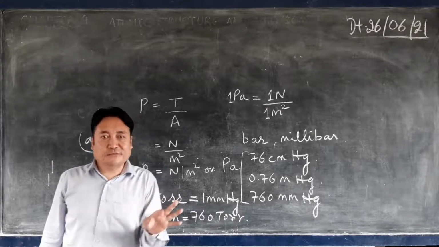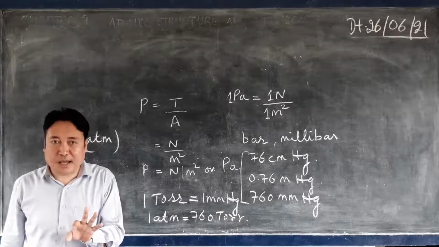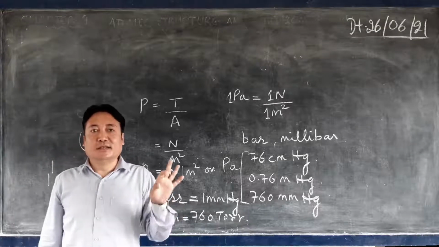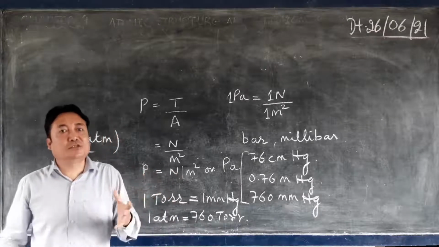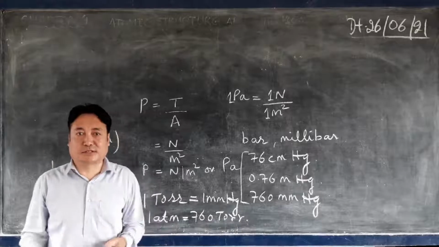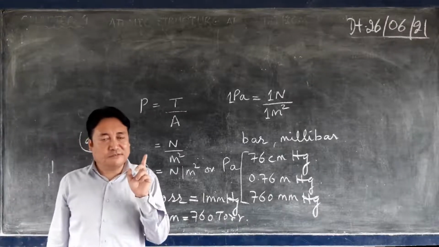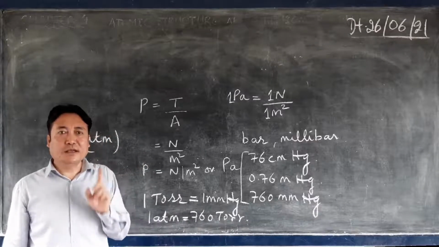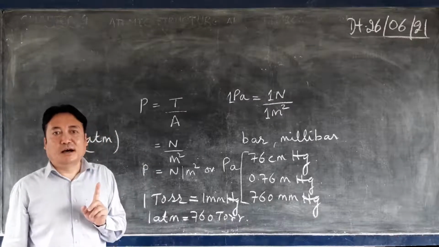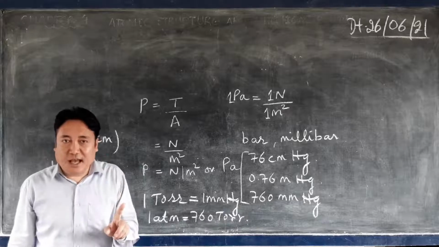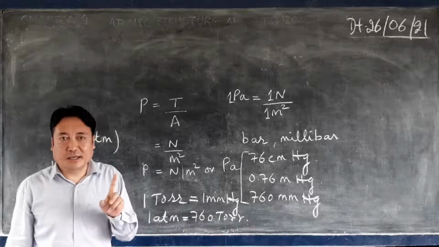One is the surface area in which the thrust is applied, and the second one is the magnitude of the thrust. Magnitude means the amount of thrust. Thrust means the force. So the first factor is that pressure depends upon the surface area in which the thrust is applied.